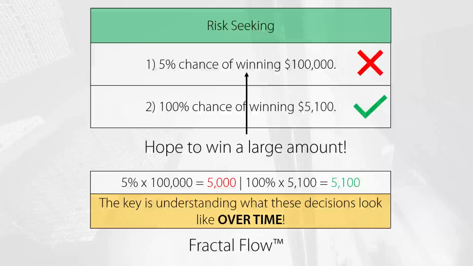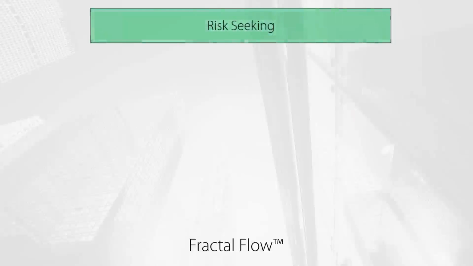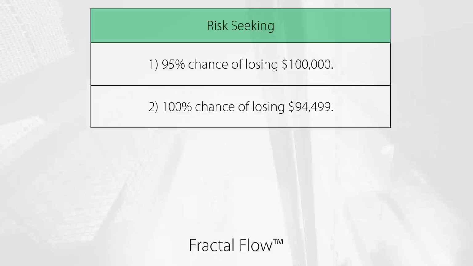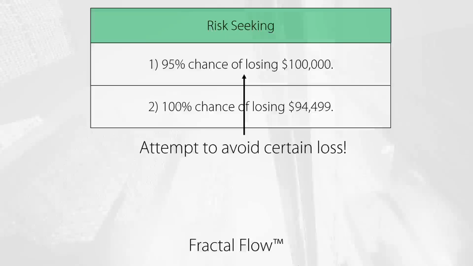Let's look at a final example that provokes risk-seeking behavior. Consider the two following alternatives. Number 1. 95% chance of losing $100,000. Number 2. 100% chance of losing $94,499. Most people choose alternative number 1 in the attempt to avoid a certain loss. However, we know that alternative number 2 makes us lose less money in a series of equal decisions like this.